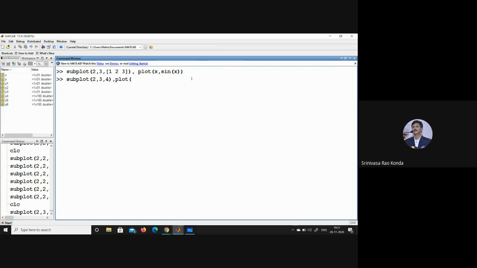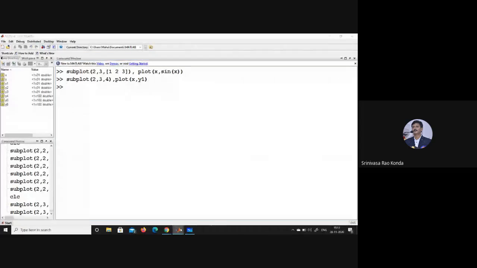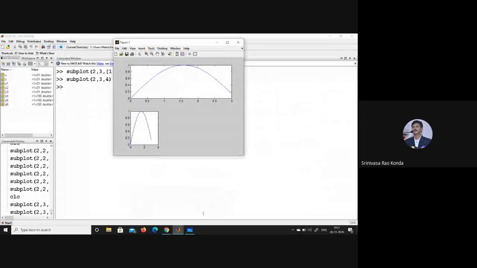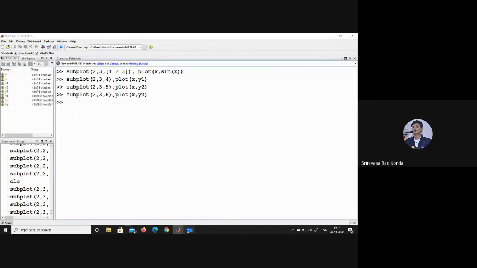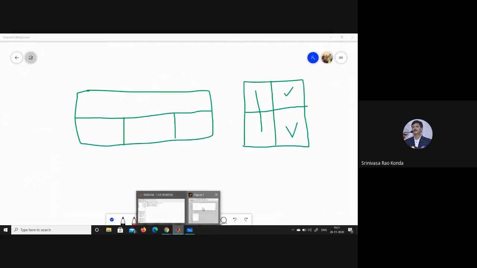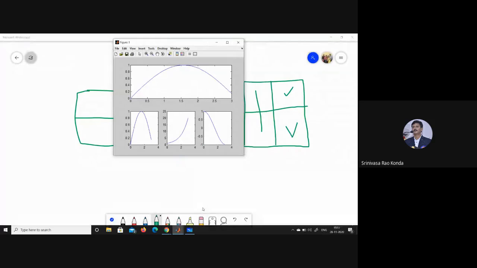Plot x comma y1. Okay, x comma y. Subplot 2, 3, 5, plot x comma y2. Subplot 2, 3, 6, plot x comma y2. Finally, see the output. Okay.